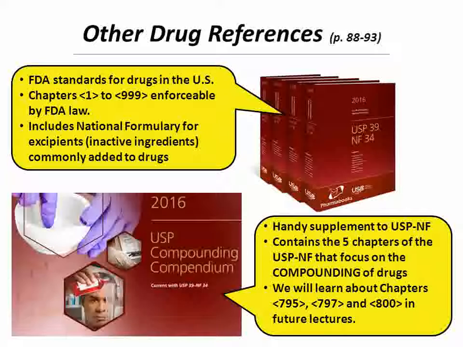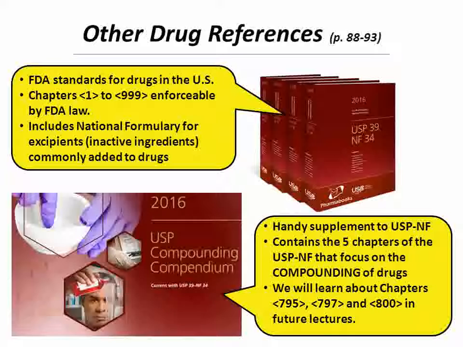Inside of this handy-dandy supplement are Chapters 795, 797, and Chapter 800. These are very important chapters that you have to know if you're going to be making medicine from scratch. Here's a quick question. Do you think Chapters 795, 797, and Chapter 800 are enforceable by law?